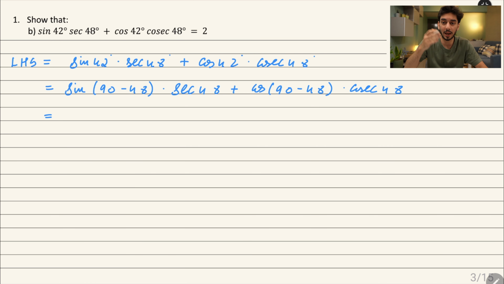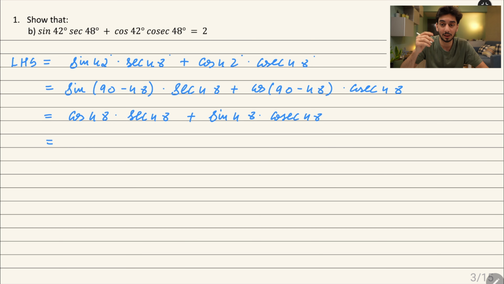Now, sine 90 minus theta is cos theta. So, sine 90 minus 48 is cos 48 times the sec 48, which remains as it is, plus cos 90 minus theta is sin theta. So, cos 90 minus 48 is sin 48 times the cosec 48.